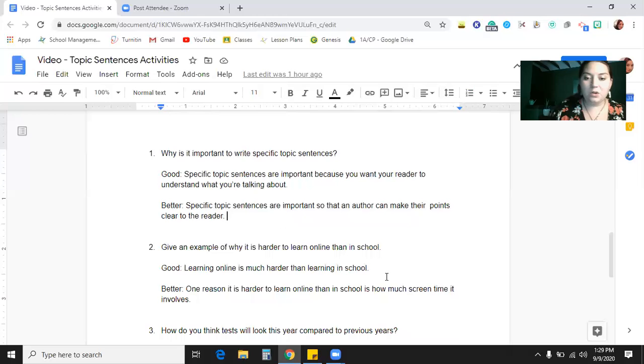So give an example of why it's harder to learn online than in school. This would be a good starter sentence: learning online is much harder than learning in school. But because our prompt says give an example, you want to give at least one reason in your topic sentence. So a better topic sentence would be, one reason it is harder to learn online than in school is how much screen time it involves. So when it says give an example or give a reason, you want to include that phrasing in your topic sentence.